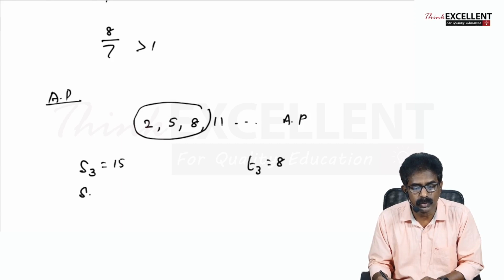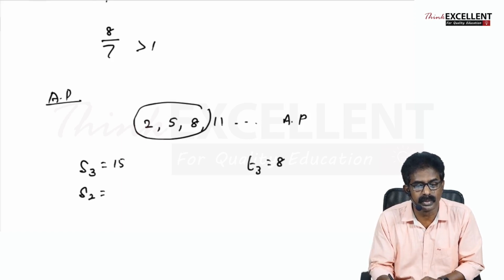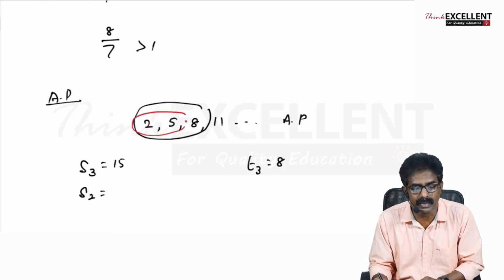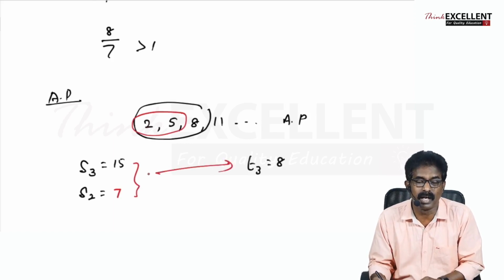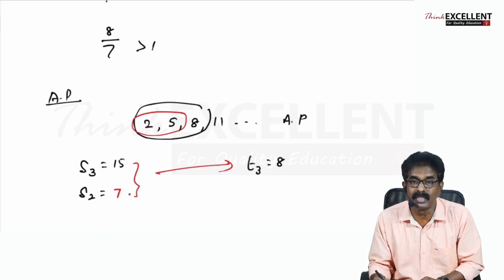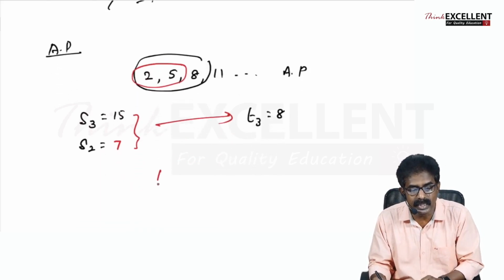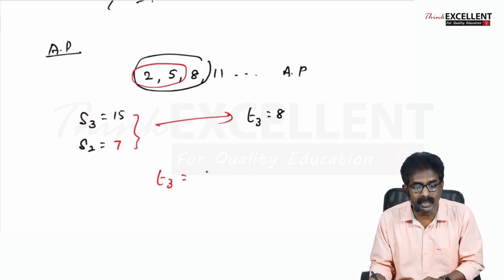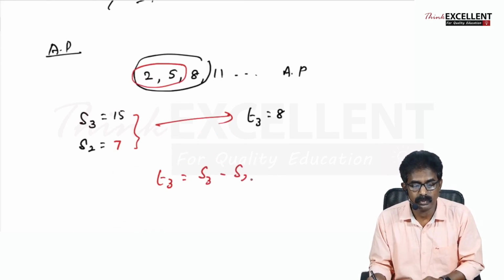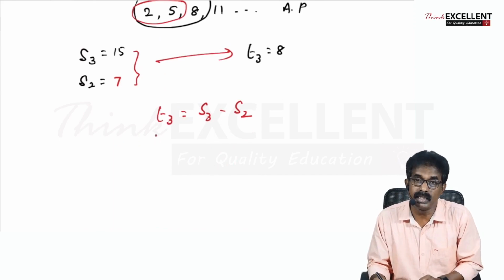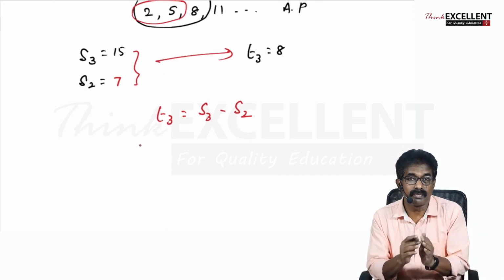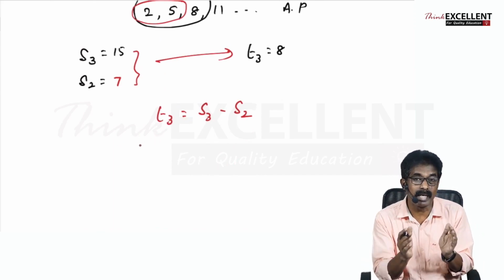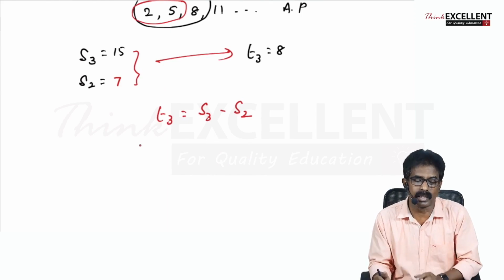What is S2? Sum of 2 terms. What is that? 7. So from these two, you will get this 8. How? 15 minus 7 is what? 8. So T3, that is 8, is 15 minus 7, that is S3 minus S2. So T3 is the sum of 3 terms minus the sum of 2 terms. If you subtract, you will get the third term.